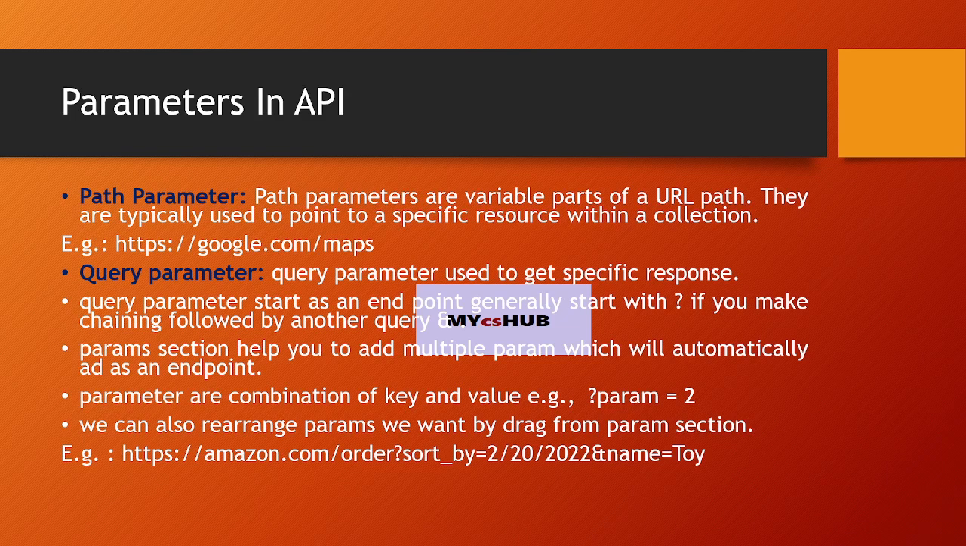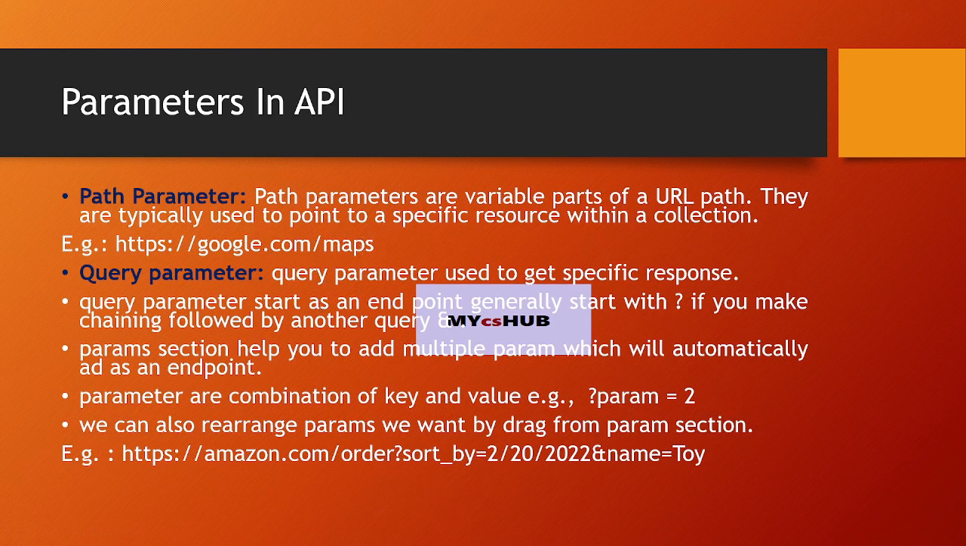Path parameters are variable part of the URL path. They are typically used to point to a specific resource within a collection. So the example you can see here is that we are generally targeting the maps on Maps API, Maps endpoint provided by Google.